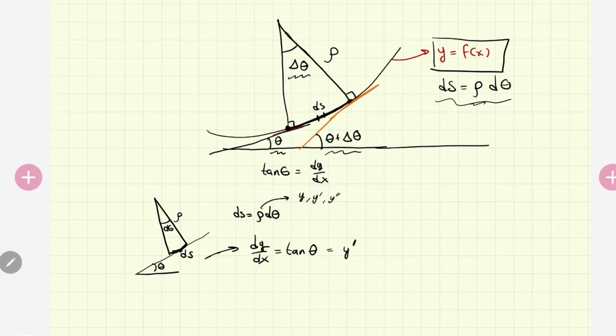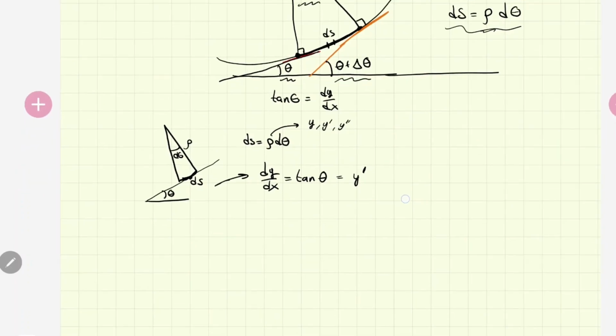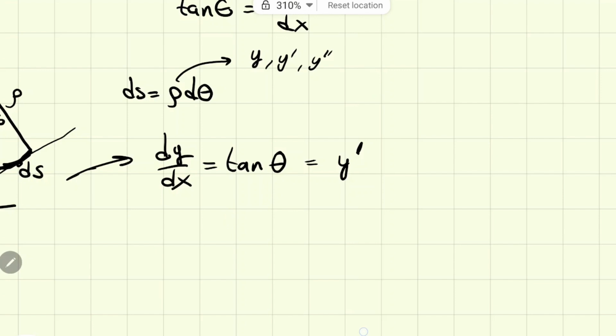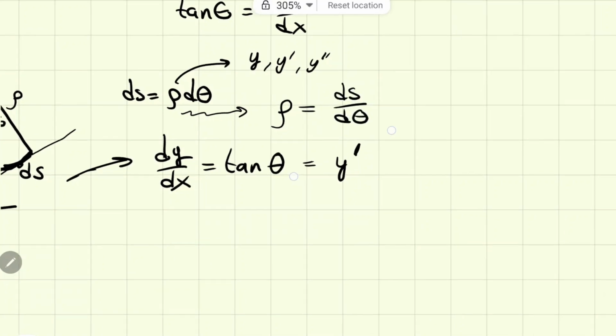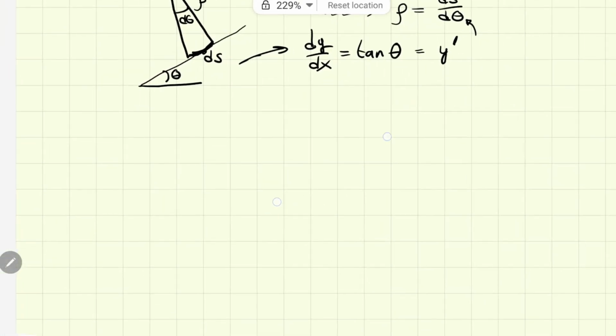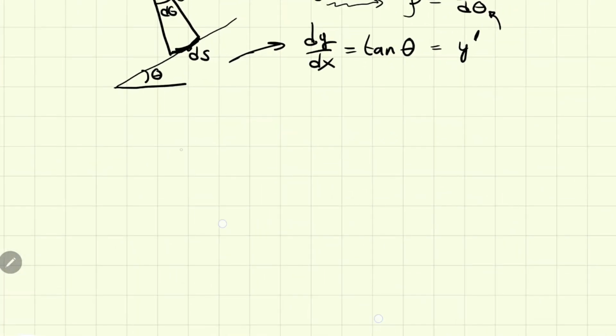That's only the function y. Okay, so how are we going to do that? Well, from this expression, we see that we can express rho in terms of the derivative of s with respect to theta, right? So we are going to be interested in finding an expression for ds and d theta in terms of y.